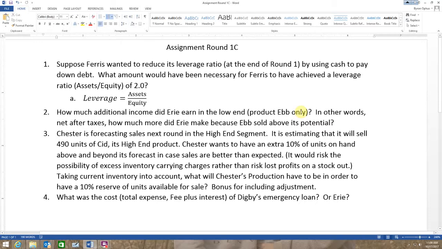So, question 2, how much additional income did Erie earn in the low end? Product deb only, so let's just look at that one. In other words, net after taxes, how much more did Erie make because Ebb sold above its potential?